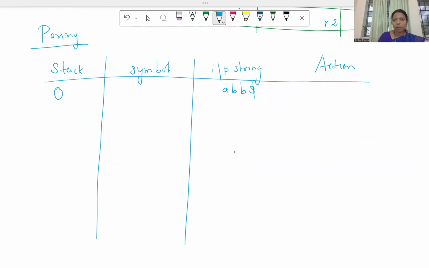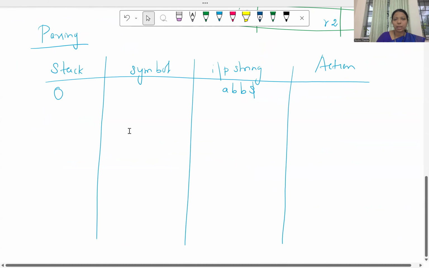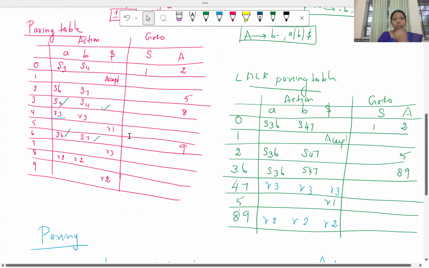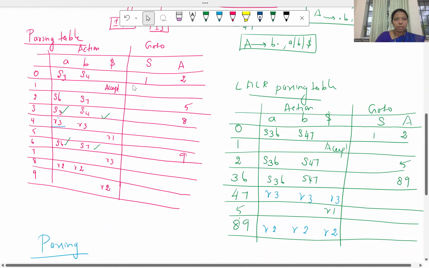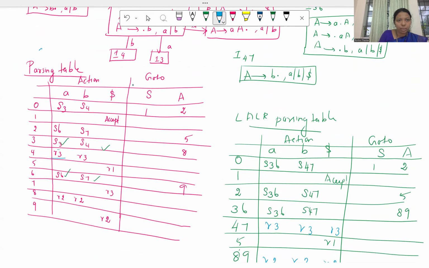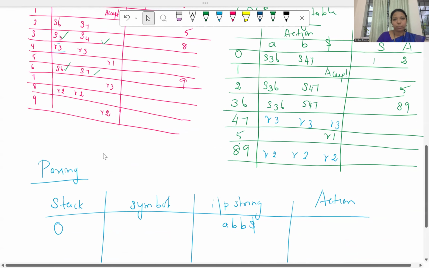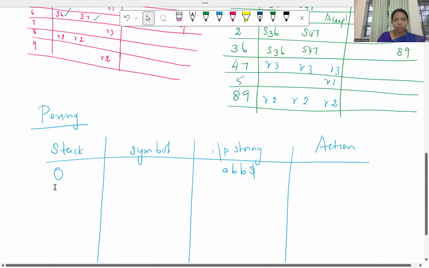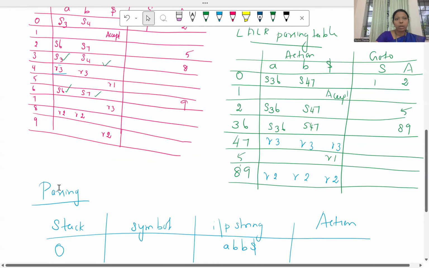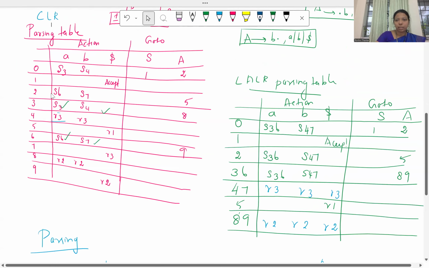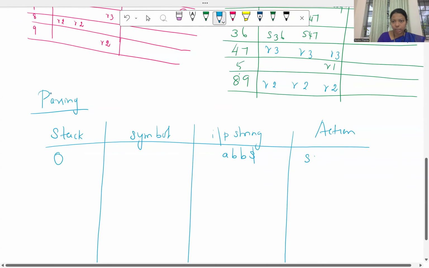Okay, so now what you have to do, you can use CLR or LALR. Now let us use this parsing table of CLR itself and we will do. So CLR is the most powerful parsing. Okay, that also you have to remember. Now you have to say 0 on a. What is 0 on a? It is S3. So 0 on a is S3.